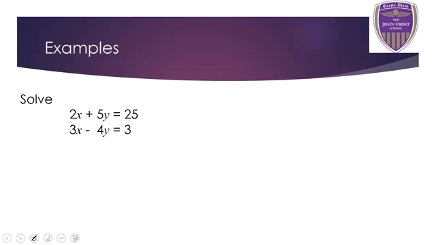Welcome back. Let's have a look at one final example then. We've got here that 2x plus 5y equals 25 is equation number 1. Equation number 2 is 3x take away 4y equals 3.